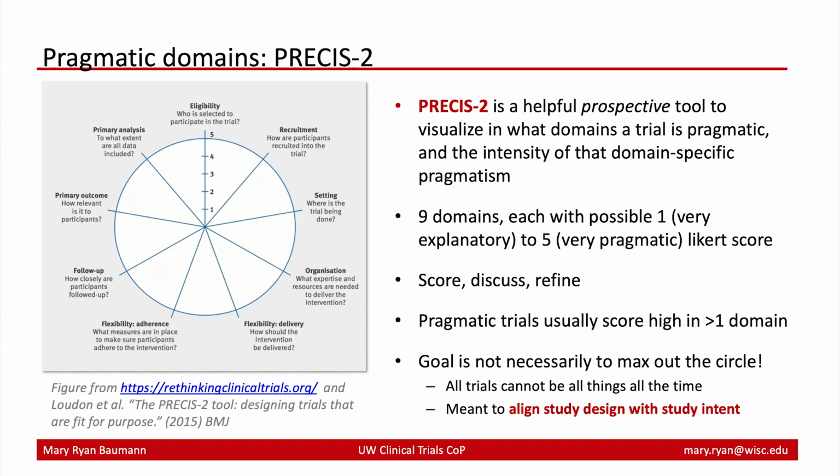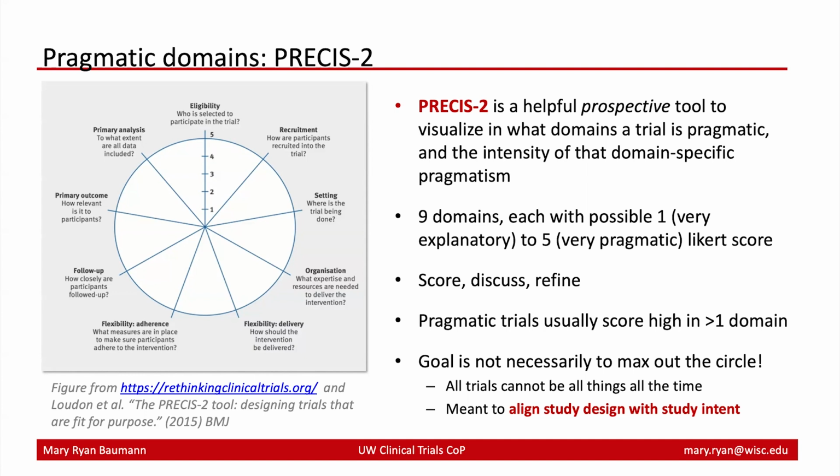So you take these domains and you score your trial from 1 to 5 on each domain, with 1 being your trial being very explanatory in that domain, with 5 being your trial being very pragmatic in that domain. These are subjective scores. They're only as useful as you are truthful to yourself about how you're doing in that domain. And what you would essentially do with a PRECIS-2 tool is talk about your trial, design it, then take it over to the PRECIS-2 tool, score it, discuss it with your team, and then potentially refine.